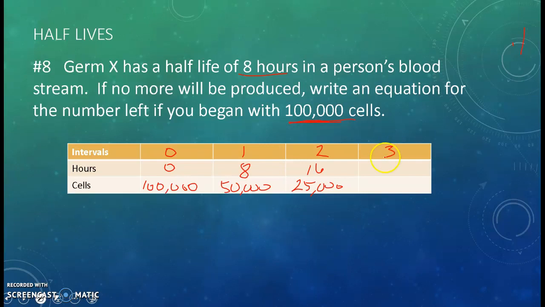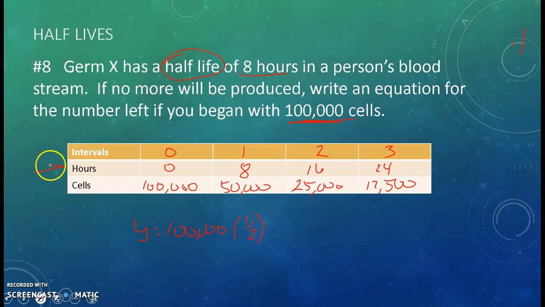And after 3, we can go one more. That would be 24 hours later. You're down to 12,500 of these cells. And so how do we take that information and write an equation for it? Well, it's going to look something like this. We know it's going to be y equals the beginning amount, which is 100,000 of these cells. The growth factor, because it's a half-life, is a half. And we're going to raise it to a certain power.